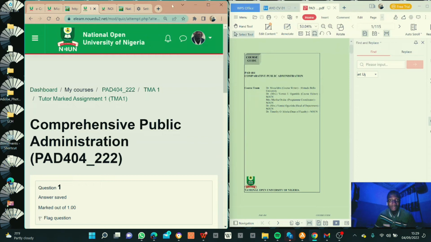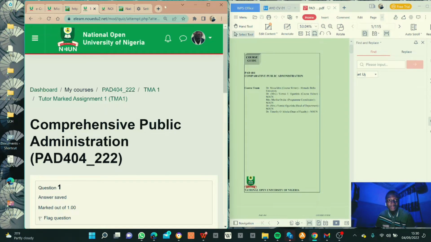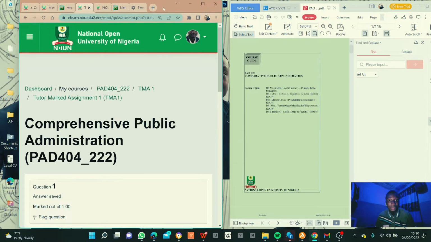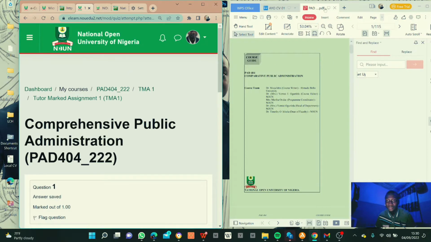Guide section, and as you can see I have two tabs here. This is my browser, it's actually showing my portal, and this is the tab for my material. And as you can see, it's WPI for my system, and I'll use the search button.